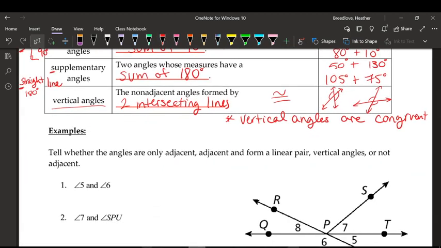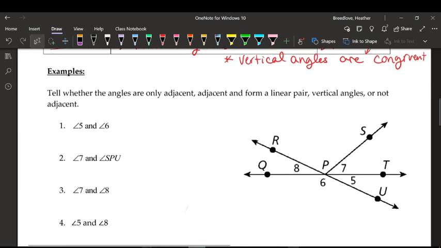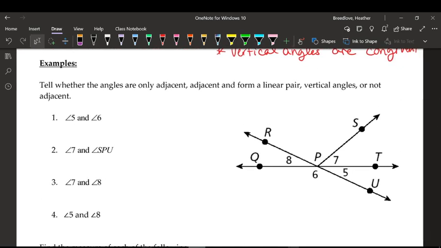All right, so that's your vocabulary for today. So now we're going to practice a little bit. Tell whether the angles are only adjacent, adjacent and form a linear pair, vertical angles, or not adjacent. So you have four options here. I'm going to give you a pair of angles, and you have four options to describe them.